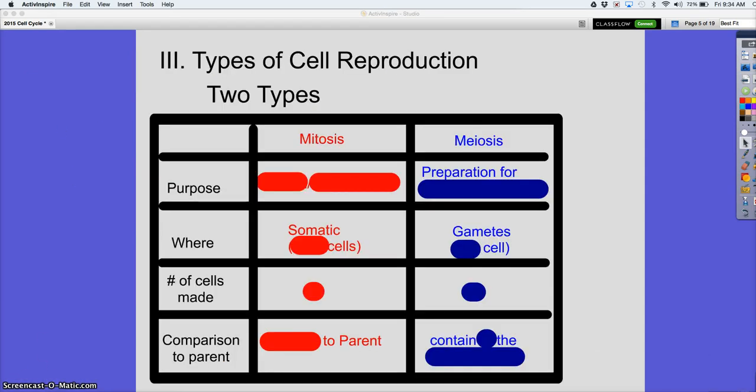We're going to cover 2 types of cellular reproduction, and then we're going to talk about cancer, which is its own unique category, which involves cell reproduction in a terrible, terrible, terrible way. But so mitosis and meiosis are the 2 types of cellular reproduction. Anybody know anything about them? You should be able to give me these answers because we just covered them. Where does it happen? How many cells are made? And how do they compare to parents?